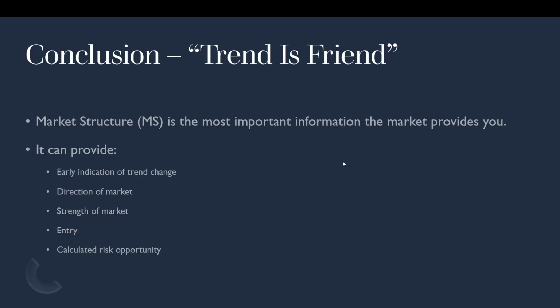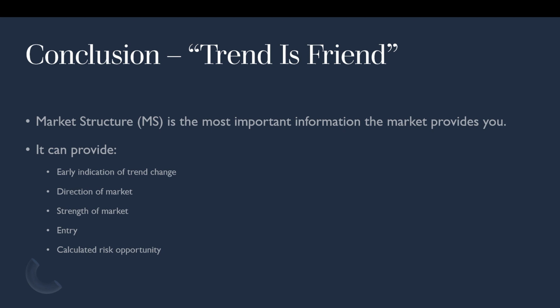Conclusion, trend is your friend. No question, market structure is your friend. Market structure is the most important information that the market can provide to you. It provides you early indications of trend changes, the direction of the market, the strength of the market. And the strength of the market is really presented by how well it's holding those resistance and support flips, how tight the market structure is.